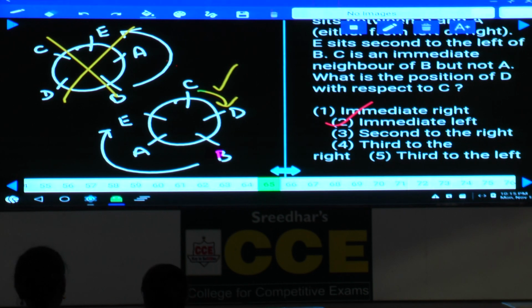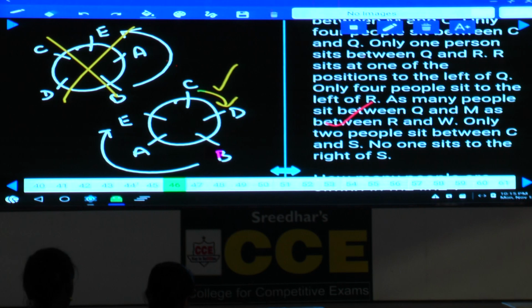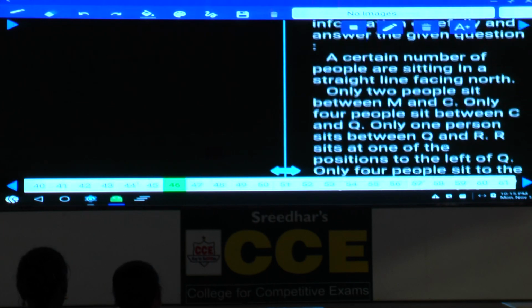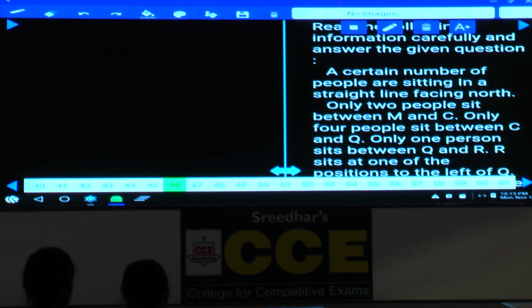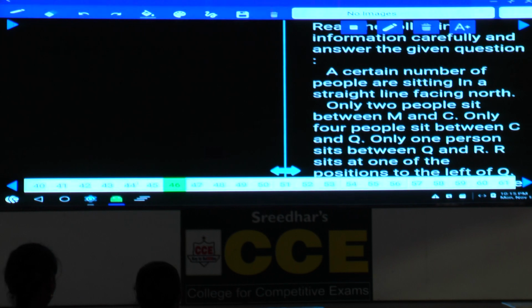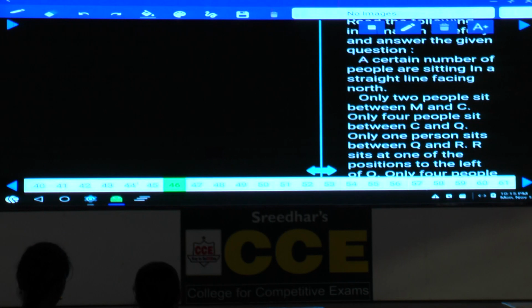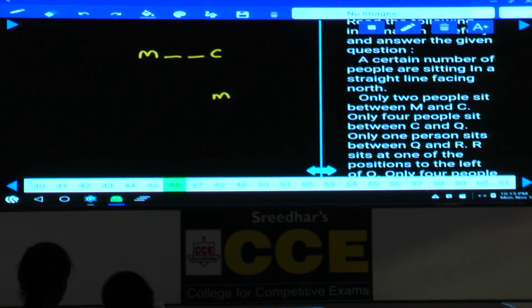46 to 49. Now let us start 46 to 49. Now in this 46 to 49, tell me what is information we have. A certain number of people are sitting in a straight line facing north. Only 2 people between M and C. As only 2 people between M and C, if M is here, 2 people between M and C, that is one case. What is the next case we have? Now if M is here, 2 people between M and C.